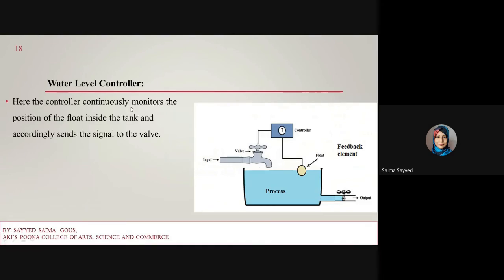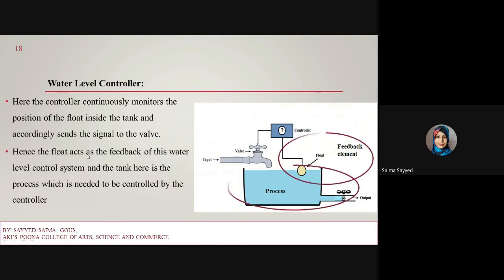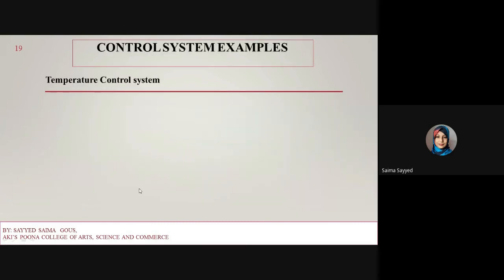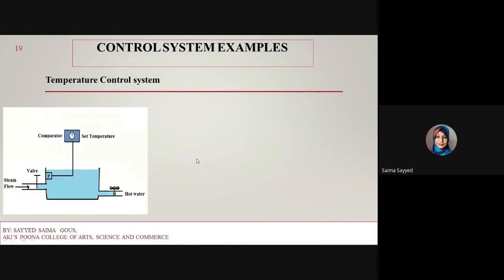Here the controller continuously monitors the position of the float inside the tank, and according to this, it sends signals to the valve. Hence the float acts as a feedback of this water level controller, and the tank acts as a process which needs to be controlled by the controller. Next example is temperature control system.